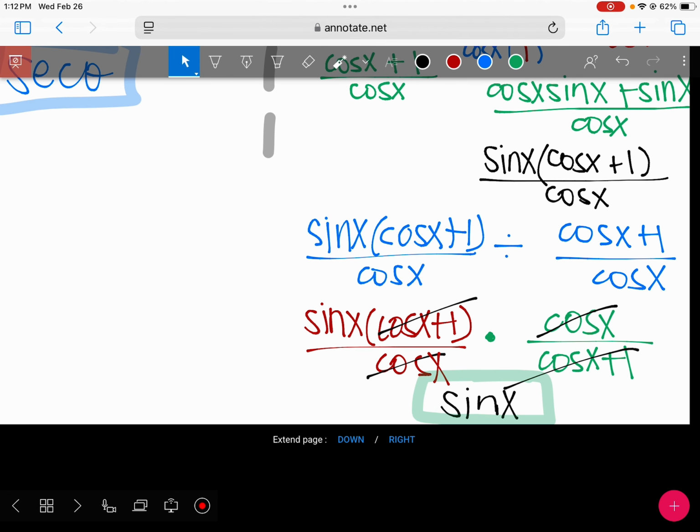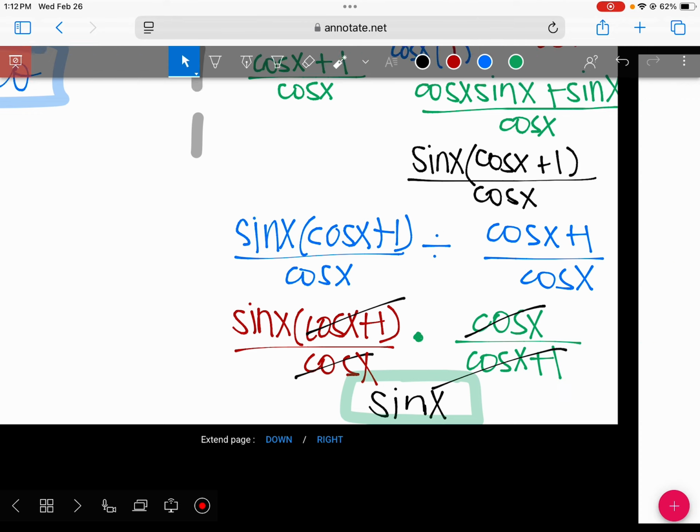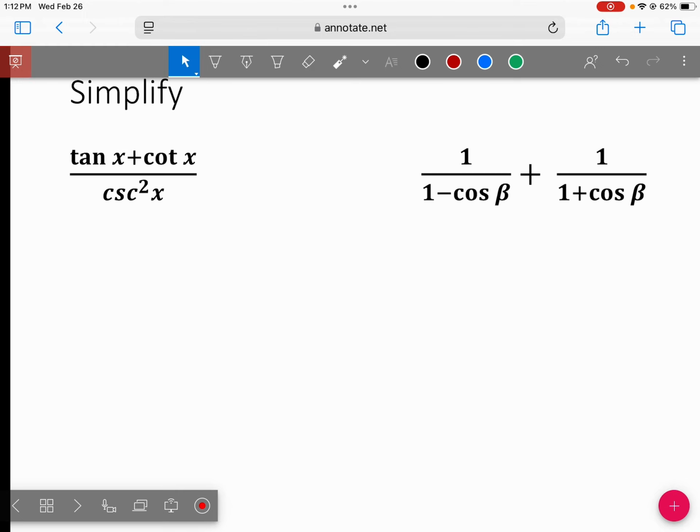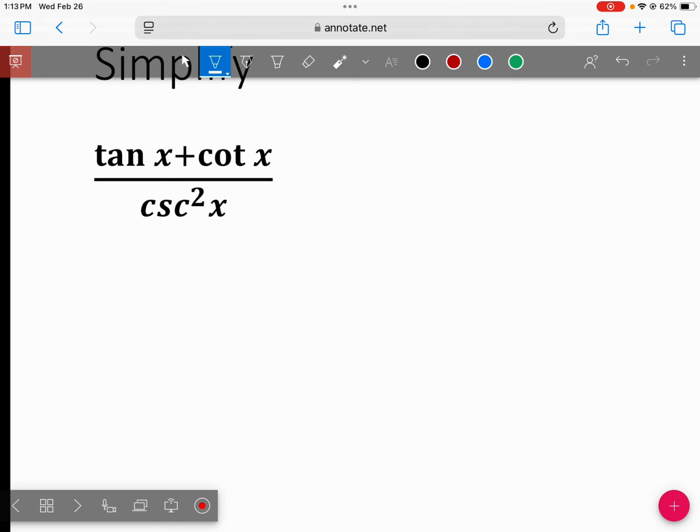Back to Miss Bryant. All right, y'all, next example. Again, we'll just focus on one at a time because I'm not sure how much space it'll take. So I would probably start with the top. So let's just start off with this top, the numerator.